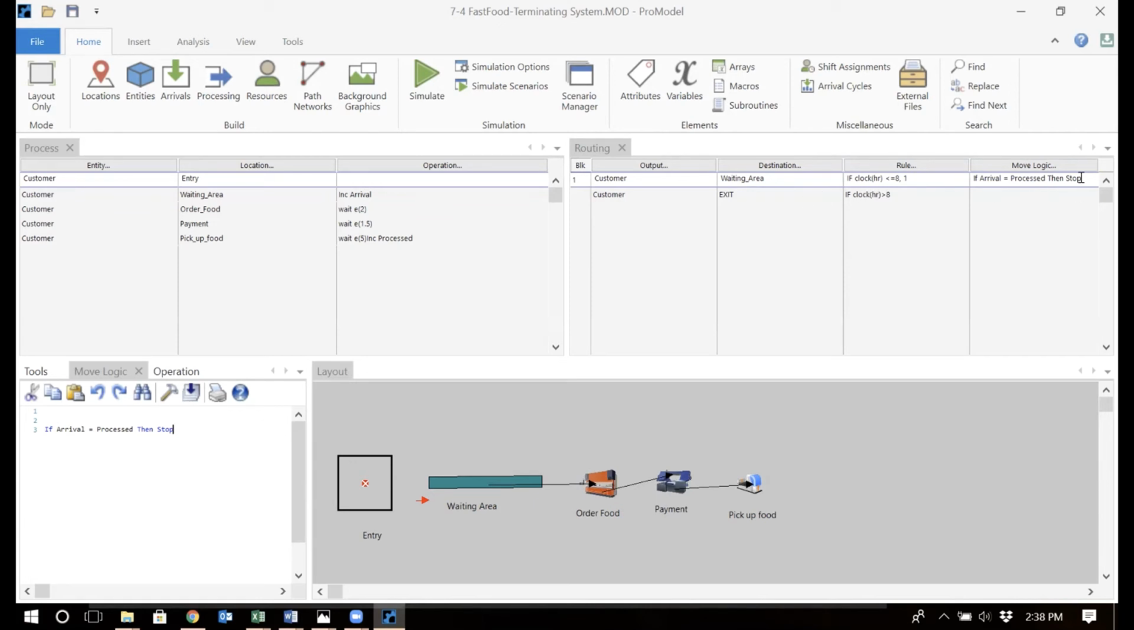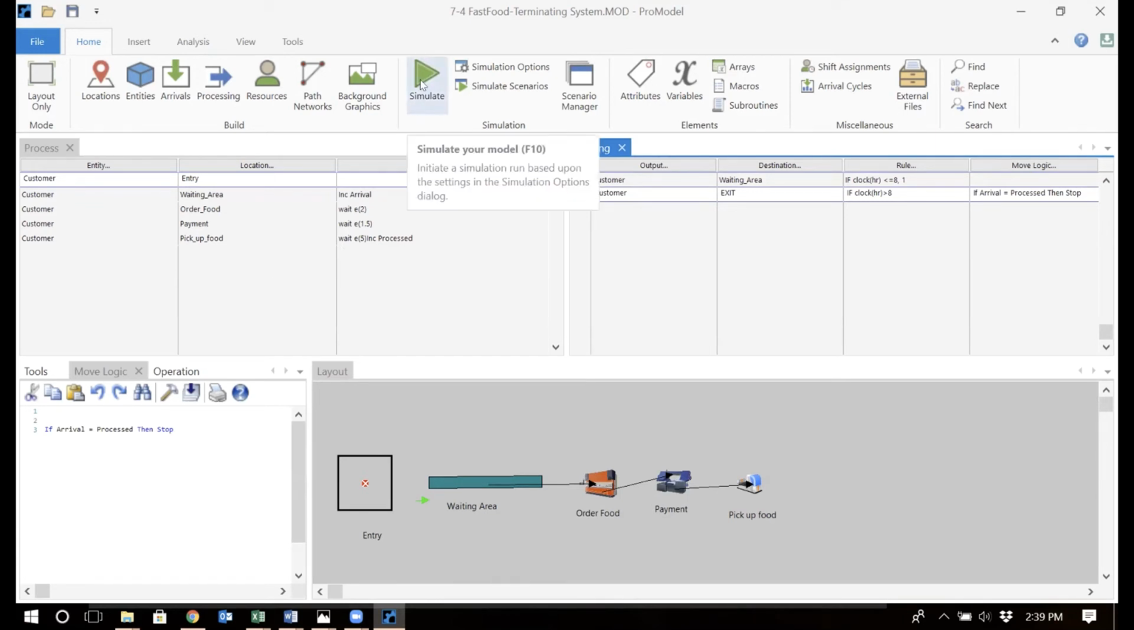If I want to check the stop condition, I first have to let the 8 hours of operation pass. So let's pass the 8 hours of operation, then check the stop condition, and check if everyone who has come to the store has received the service and has left. If that's the case, then I'm going to stop the simulation. And now let's run the simulation.